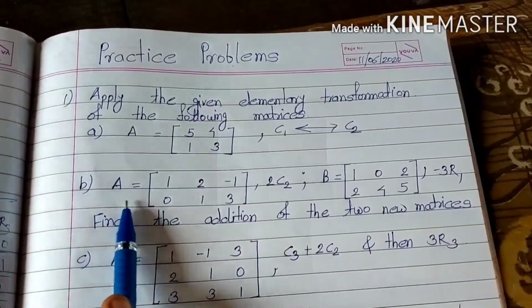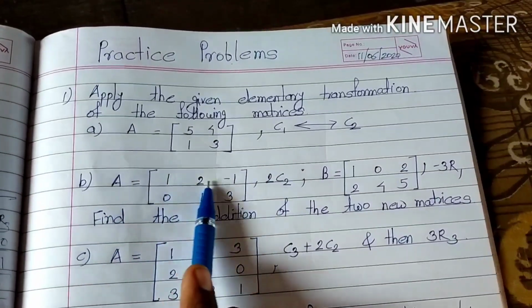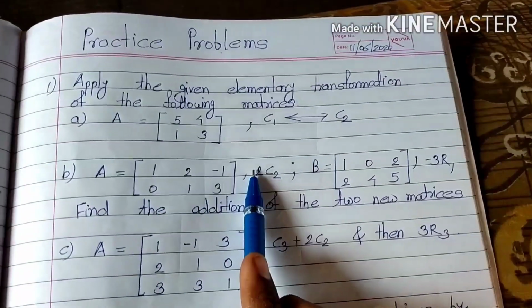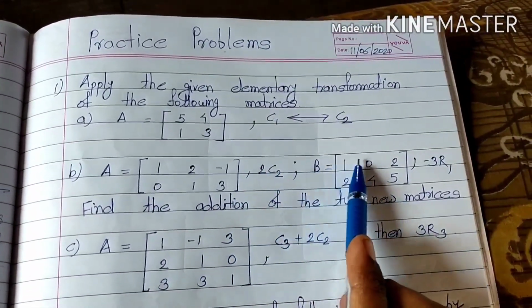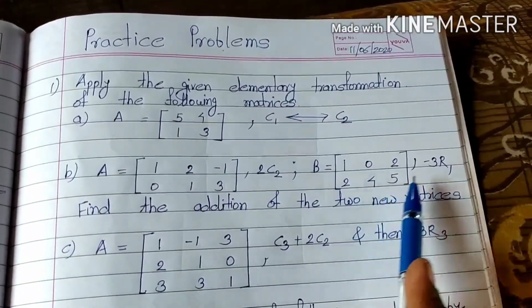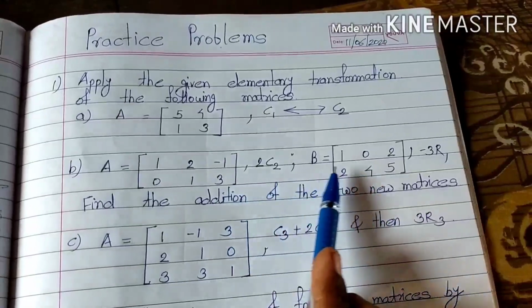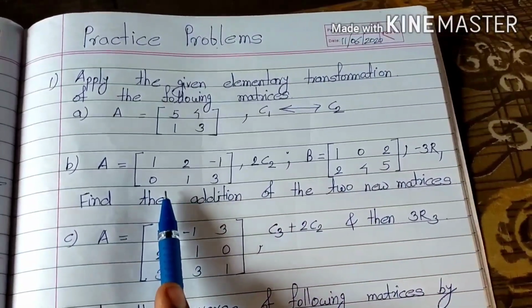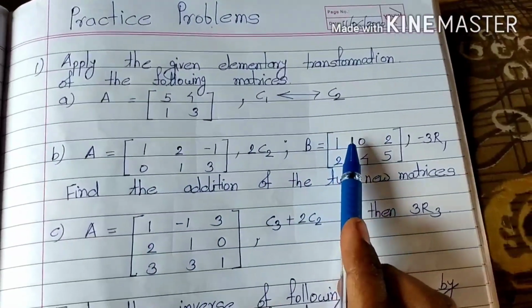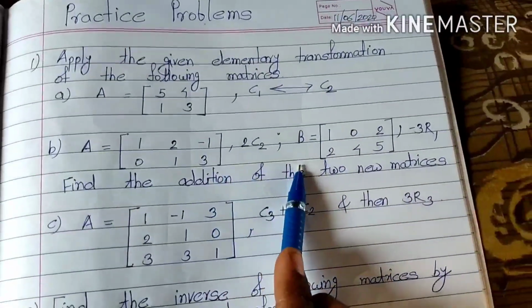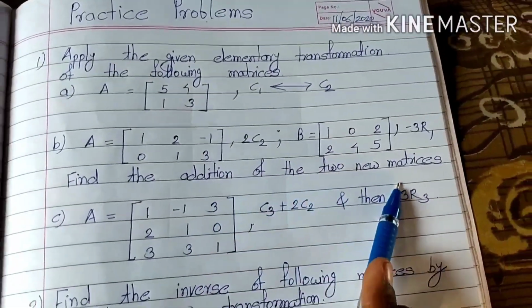Next, A is equal to 1 2 minus 1 0 1 3. The operation is 2C2. B is equal to 1 0 2 2 4 5 and the operation is minus 3R1. So you get a new matrix for A and a new matrix for B. Then add these two matrices, and you get your final answer.